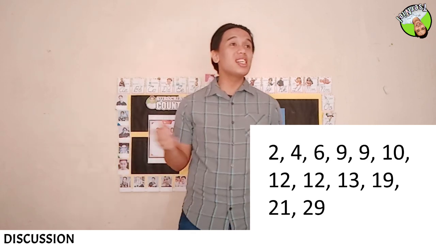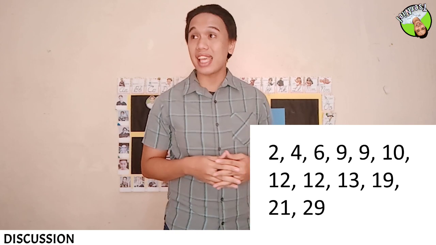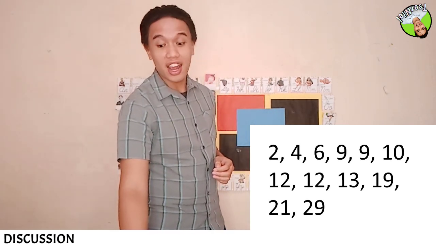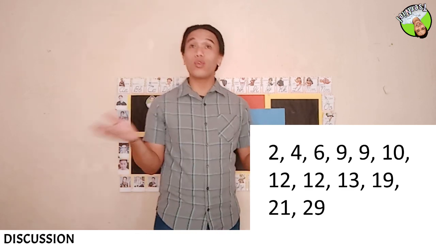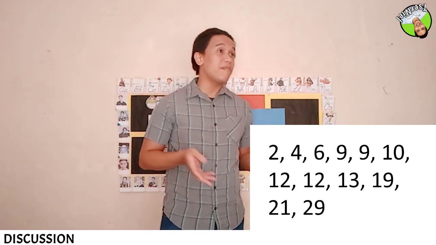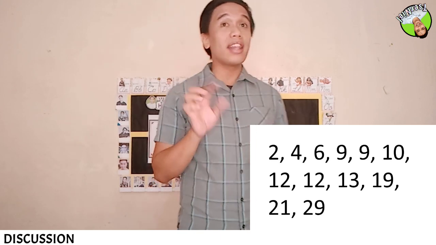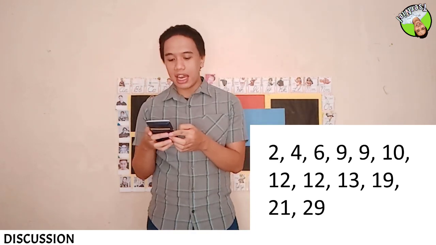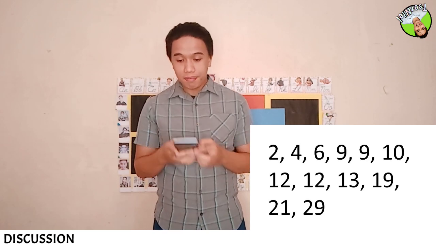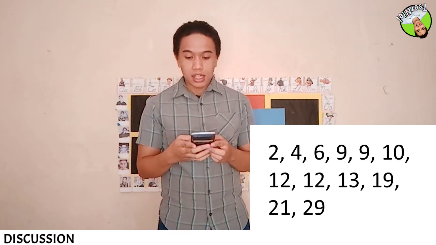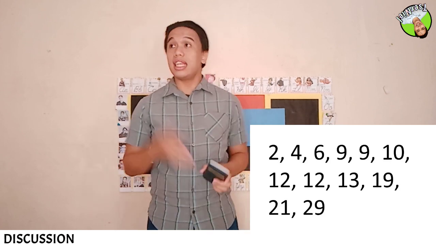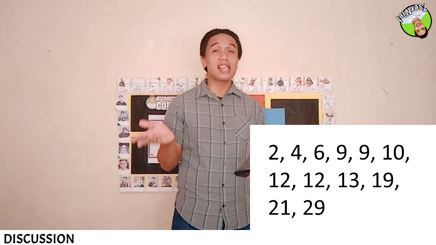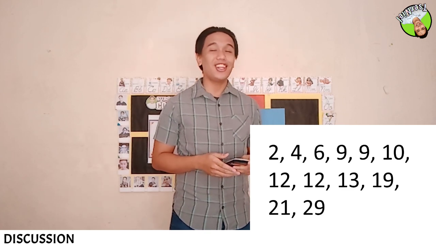Now, what is the 6th and 7th number in our set? They are 10 and 12. Now, in order to find the median, we just have to add those numbers and divide it by 2. Now, let us use our calculators. 10 plus 12 is 22 divided by 2. The answer is 11. Therefore, the median in our example is 11. Do you understand?